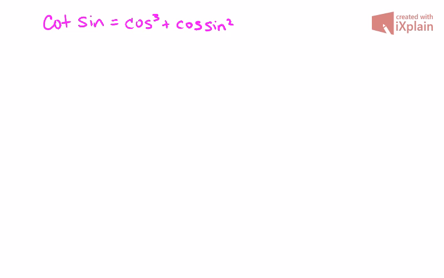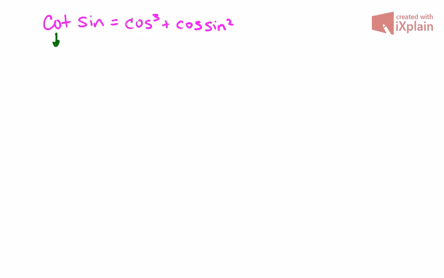Okay, we have cotangent times sine equals cosine cubed plus cosine times sine squared. So I'm going to work out this left side right here. It wouldn't matter what side you did first. I'm just picking the left side because it was the closest to me.